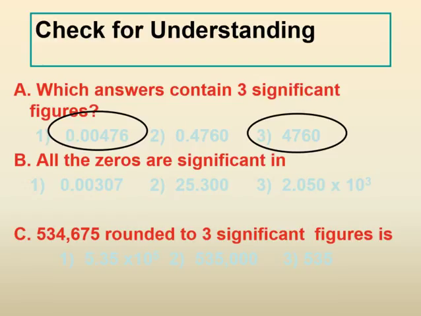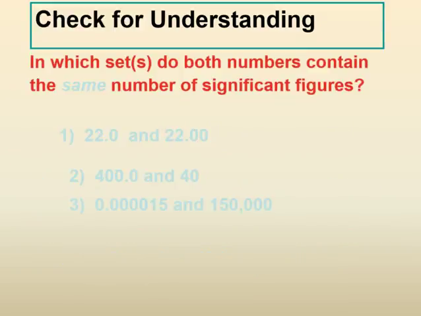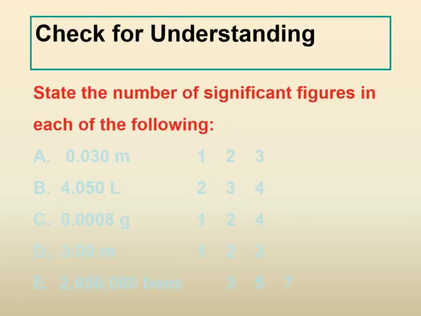For A, options 1 and 3 are correct. For B, options 2 and 3 are correct. And for C, options 1 and 2 are correct. Hope you got those right. If you didn't, go back and review your rules and try them again. All right, here's another check for understanding. Pause the video so you can have an opportunity to think this through, and then I'll give you the answer. All right, so the set that has the same number of significant figures, option 3. They both have 2 significant figures.